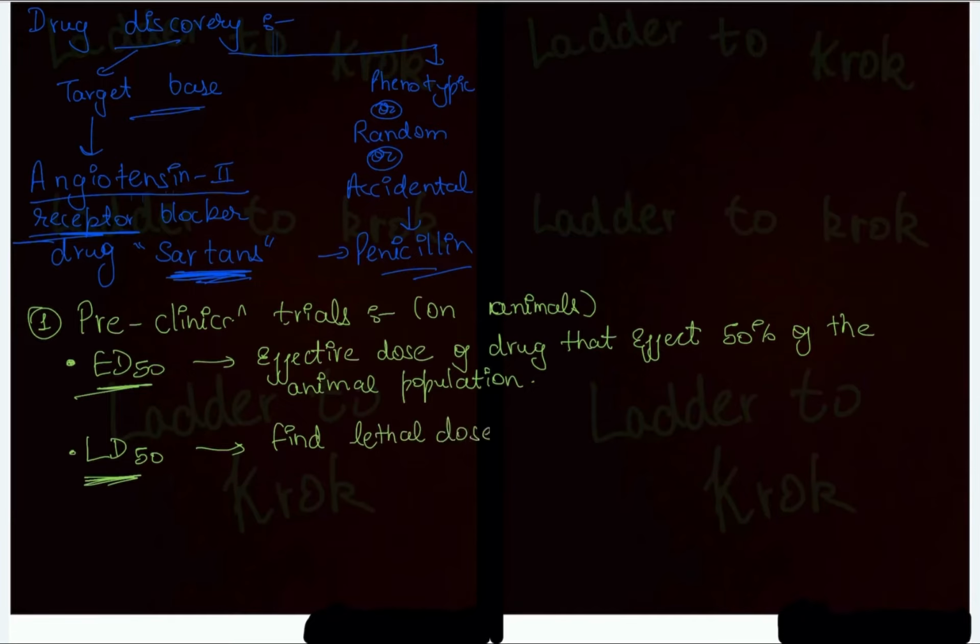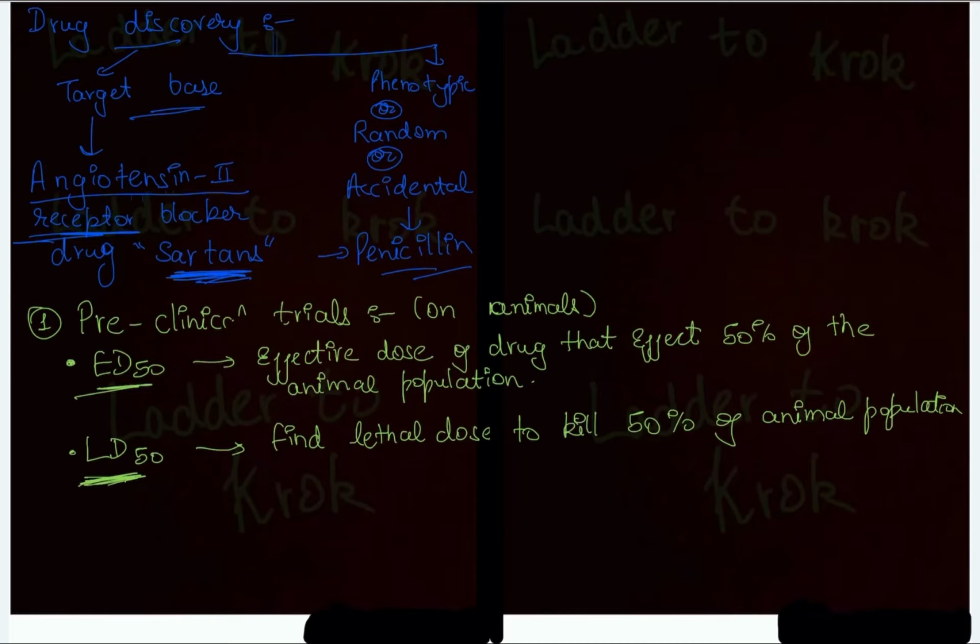LD means lethal dose to kill 50% of an animal population. In this LD50, we give a dose to an animal. Suppose we give that dose to 100 animals, and 50 animals died. So in this we will find how much dose is needed to kill the animal that we give the dose.